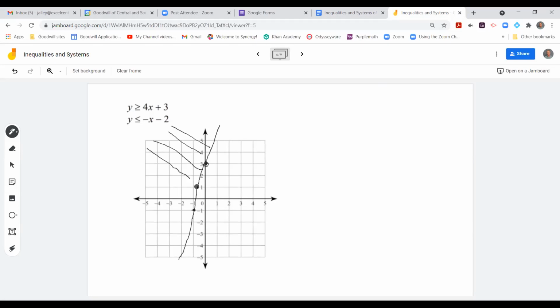See, this is where I start doing my shading as lines go in different directions. So that's all the shaded area for the first one. The other one, my y-intercept is -2. Also a solid line, -1 slope. So it's going in this direction.